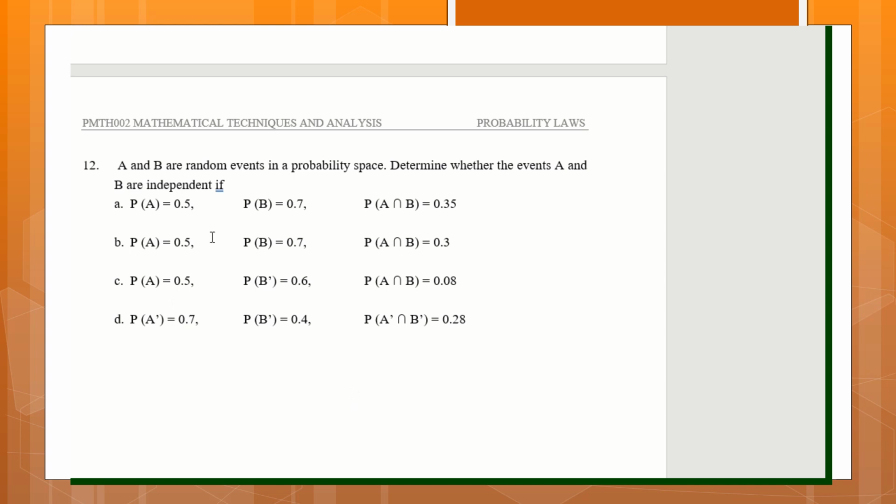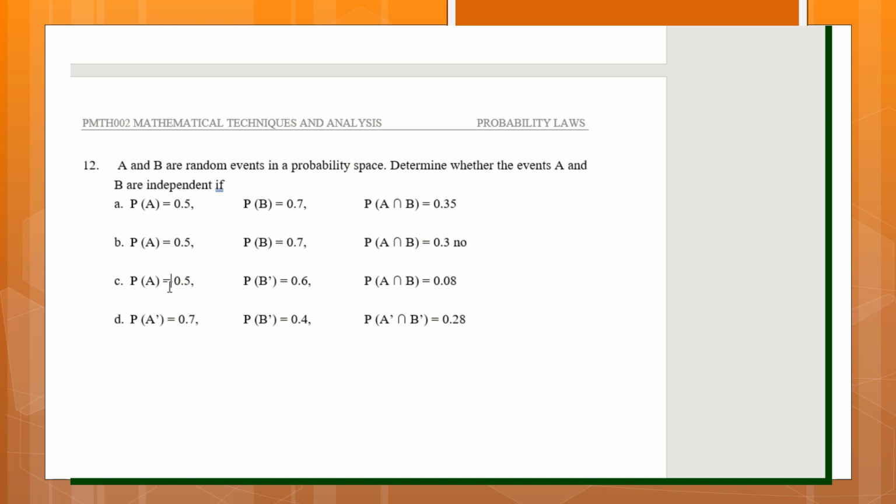A and B are random events. Determine whether A and B are independent. How to determine independence? The intersection is equal to A times B, right? So first one, A times B is 0.35. Yes, so this is yes. Second one, 0.5 times 0.7 is 0.35, but the intersection is 0.3. So it's not independent. So this one is a big no.